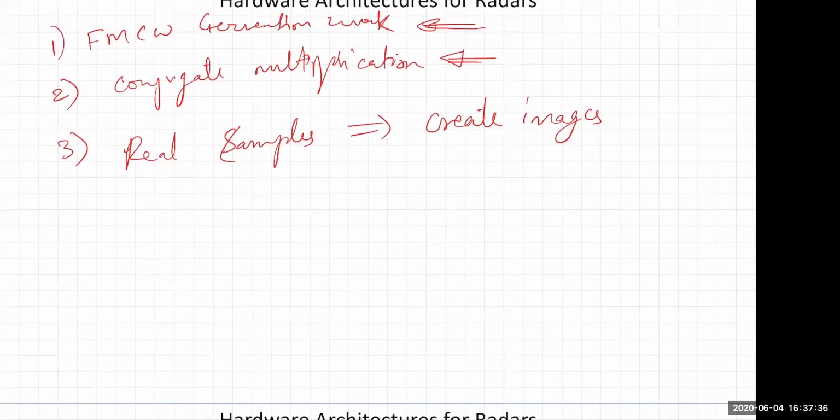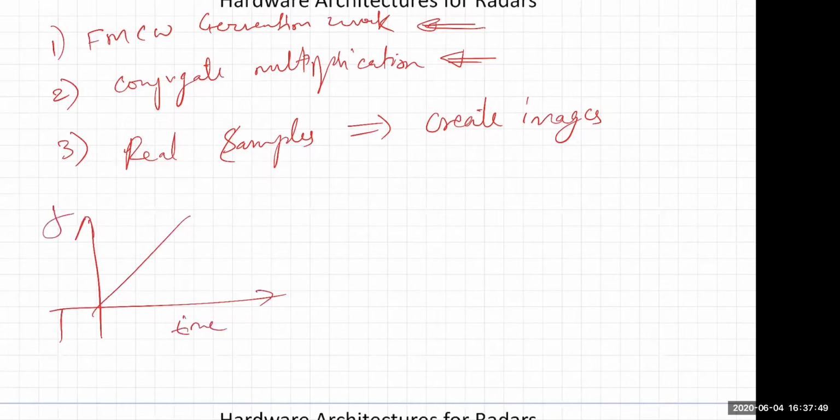FMCW generation, right? What is FMCW? FMCW is frequency increasing with time. So let's say this is your time and this is your frequency. It needs to start from F naught and go to F naught plus B.